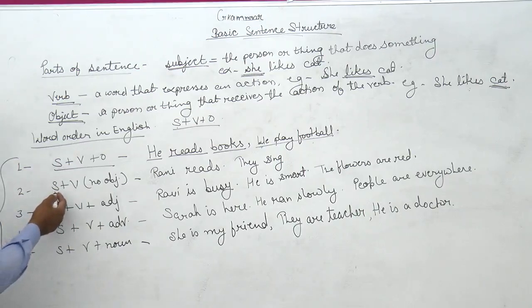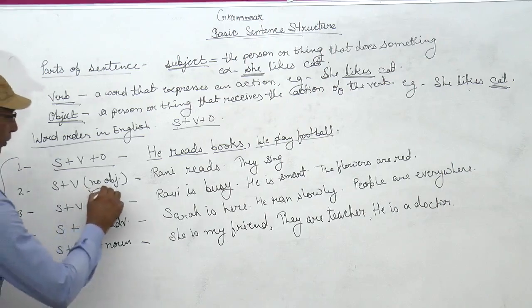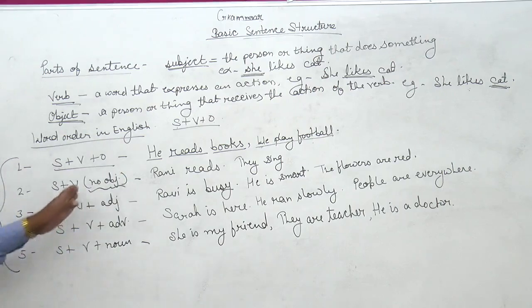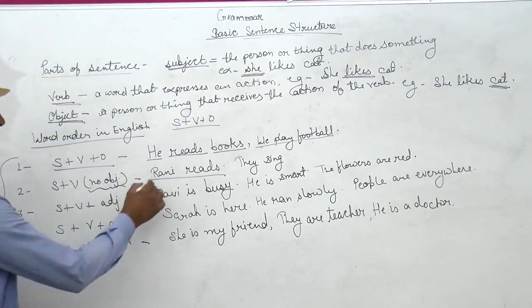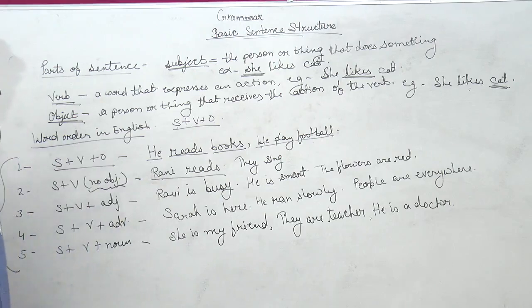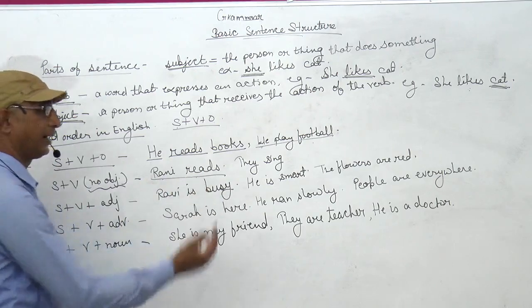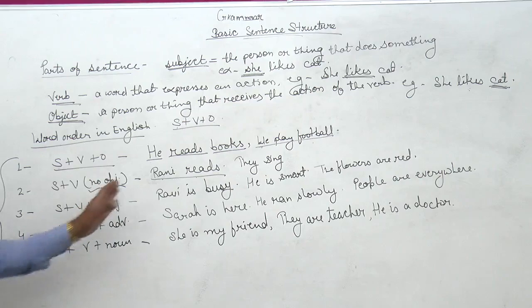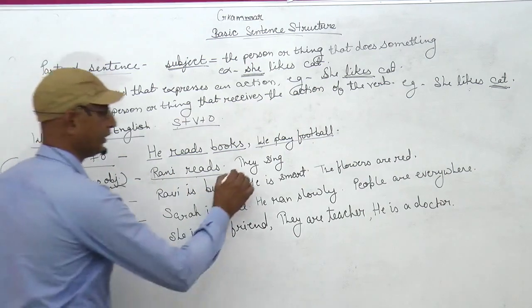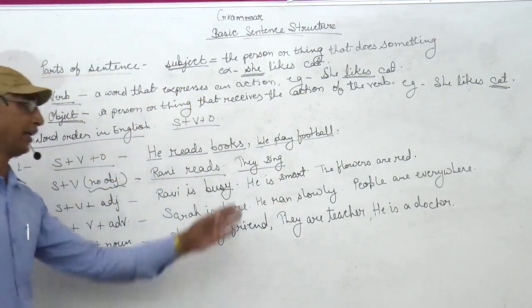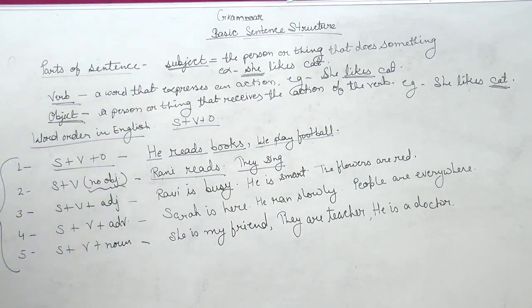Second, subject plus verb without object, which means there is no object in these types of sentences. For example, Rani reads. Here Rani is subject doing the action and reads is the verb. So only subject and verb are given in this sentence without object. They sing. Here again the object is not in this sentence.